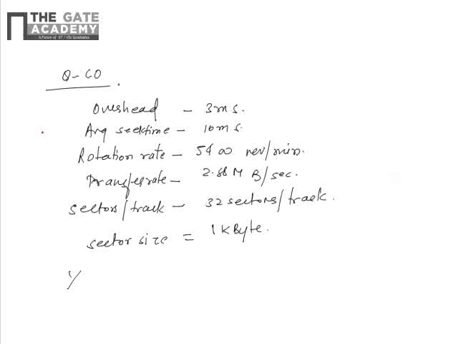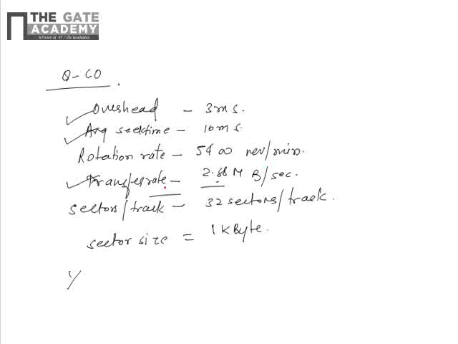So it will be the sum of the overhead, the average seek time, and the transfer time, which depends upon how many kilobytes are going to be read. Because it is reading 16 kilobytes, it is transferring 16 kilobytes, and the transfer rate is 2.88 megabytes per second.